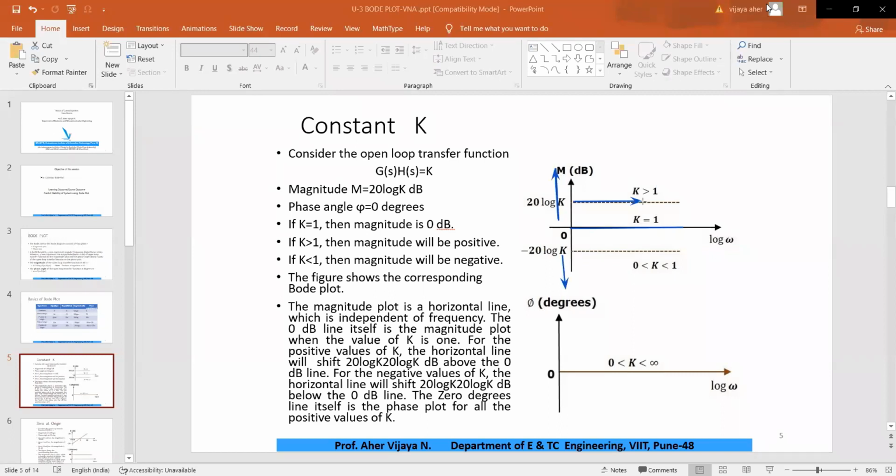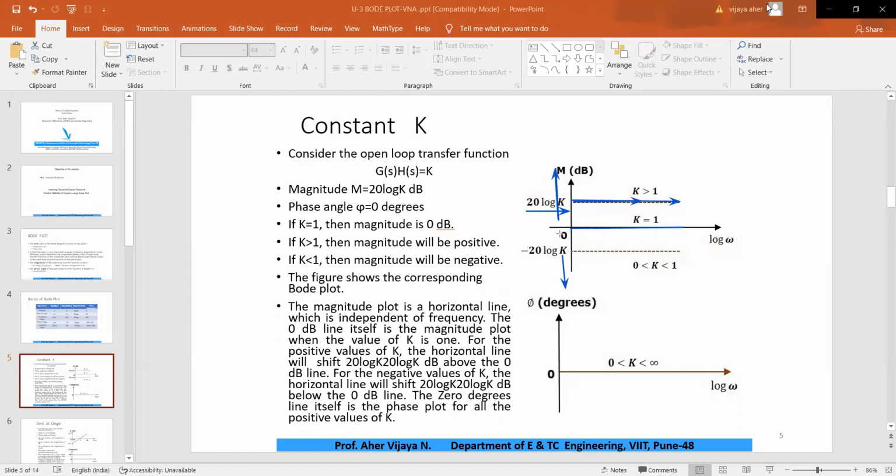This is nothing but one line starting from this point. Y axis पासून start करायचे. So this is nothing but my line with magnitude is equal to 20 log K. काय आहे मॅग्निट्यूडचं इक्वेशन? 20 log K. ओके. आता K ची व्हॅल्यू ग्रेटर दॅन 1 आहे, म्हणजे 2 आहे समजा, 1.5 आहे.